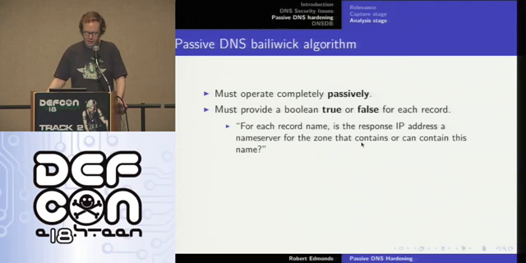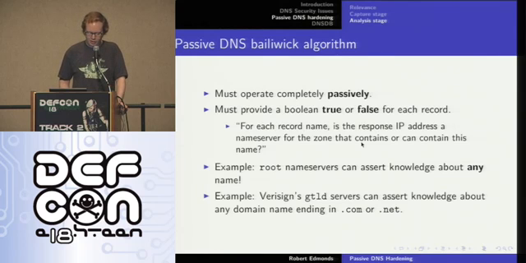The passive DNS bailiwick algorithm analyzes a DNS response and answers the question, for each record name, is the response IP address a name server for the zone that contains or can contain this name? For example, the root name servers can assert knowledge about any domain name and pass the bailiwick verification algorithm. And the gTLD servers, the .com and the .net servers operated by VeriSign, can assert knowledge about any domain name that ends in .com or .net. And in fact, they did so for a short period in 2003. It's called VeriSign Site Finder.